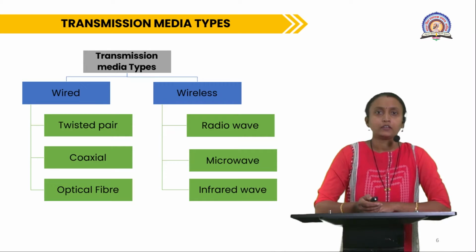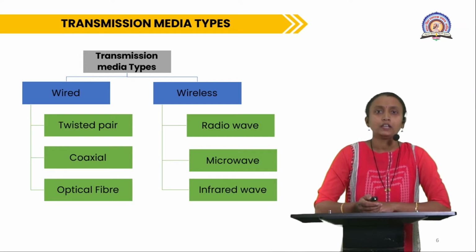As the name indicates, in wired media an actual physical path is present between sender and receiver. Or we can say that wired media or bounded media is a transmission media which has a confined path or dedicated path between sender and receiver. Whereas in wireless media, no actual physical path is present between sender and receiver. Instead of an actual physical path, electromagnetic waves are used to carry the signal from sender to receiver.